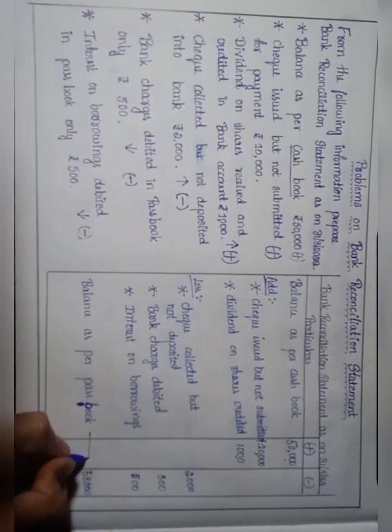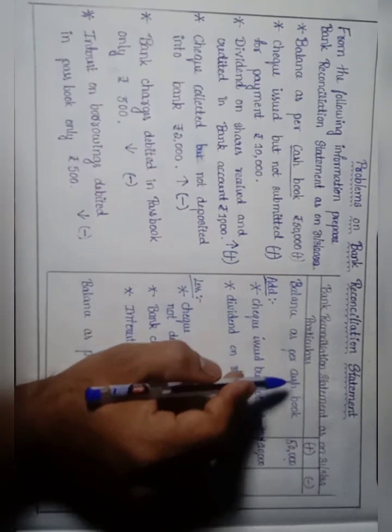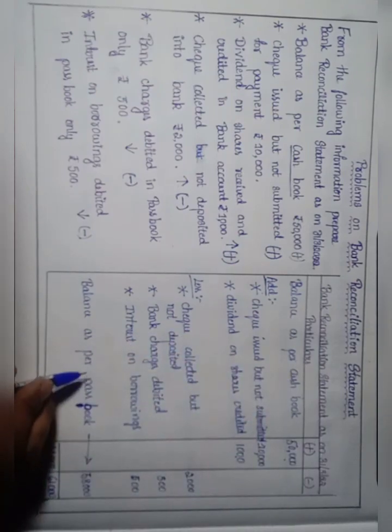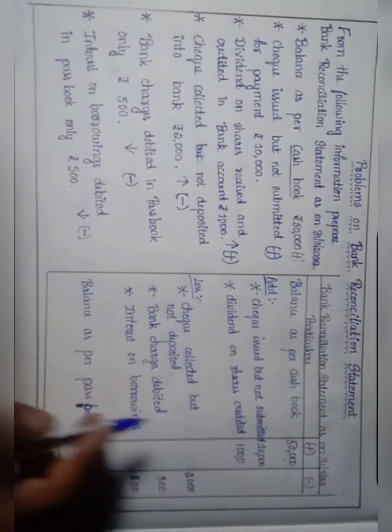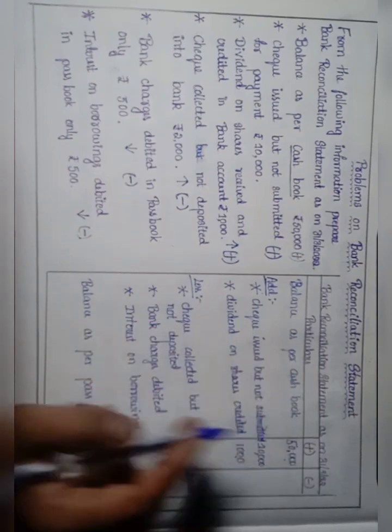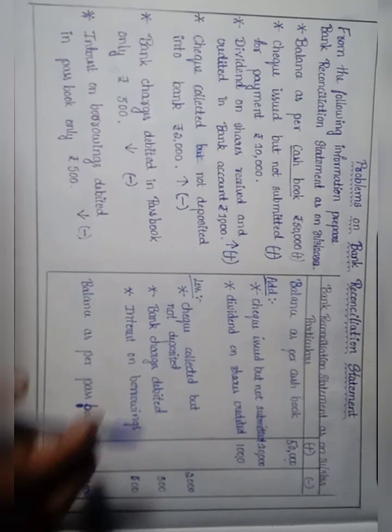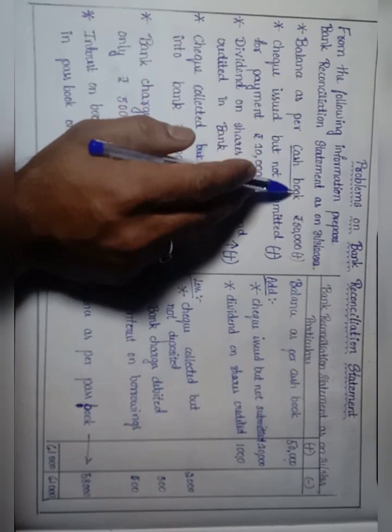Balance as per passbook. In the question, if they are giving the balance as per cash book, finally we need to find out the balance as per passbook. If they are giving the balance as per passbook here, then we need to find out the balance as per cash book. Total of positive column minus total of negative column, so we will get the balance. These are about the bank reconciliation statement under favorable balance as per cash book.